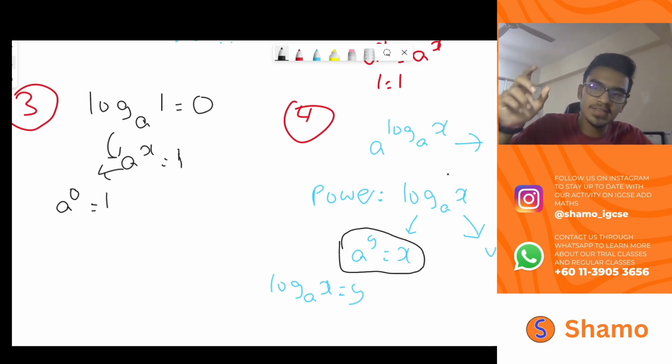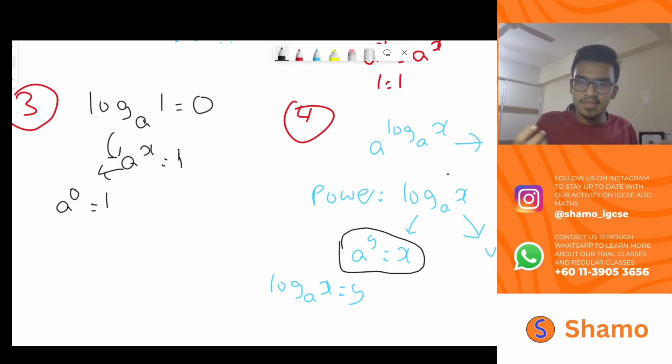So you're getting the power. So a to the power y should just be x. Okay? A to the power what gives you x? So a to the power y gives you x. Okay, we are assuming it's y. So a to the power y is equal to x. So a to the power log base a of x is just equal to x.